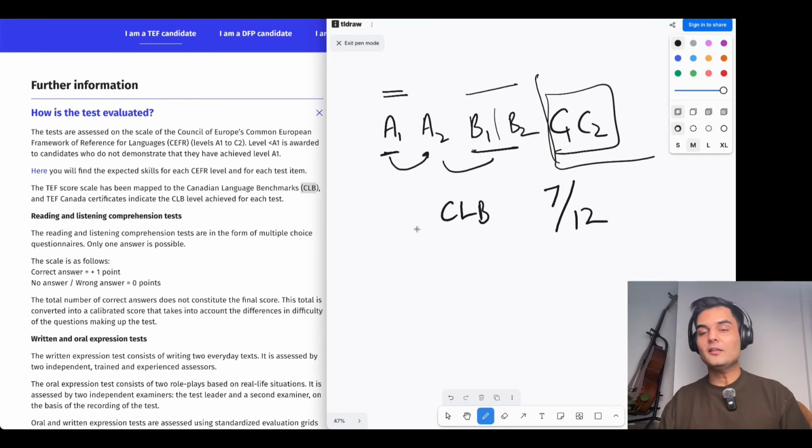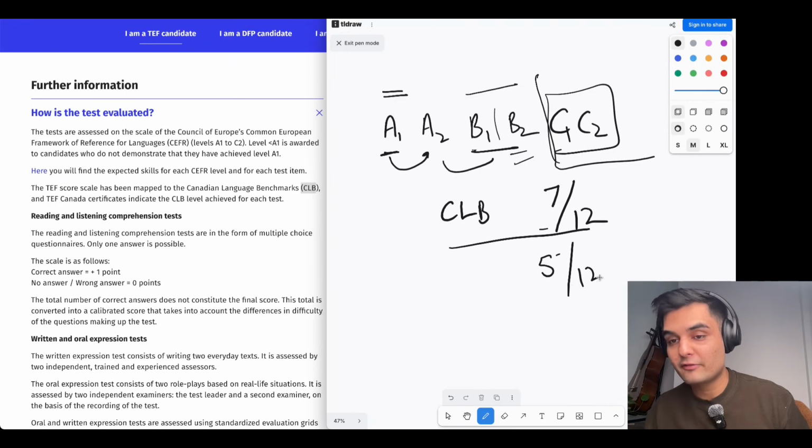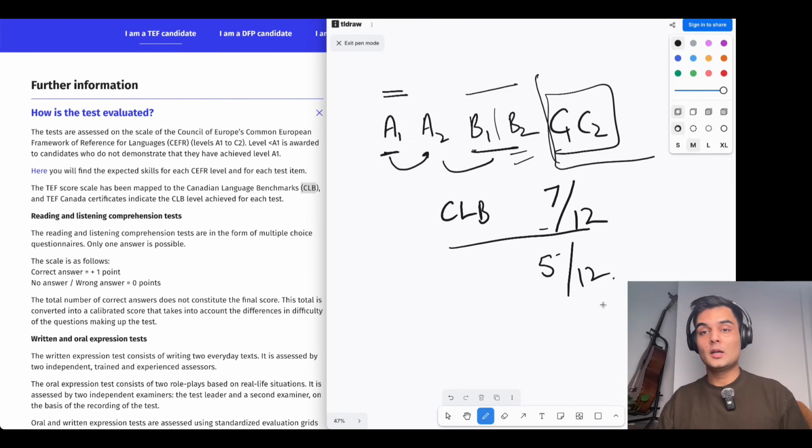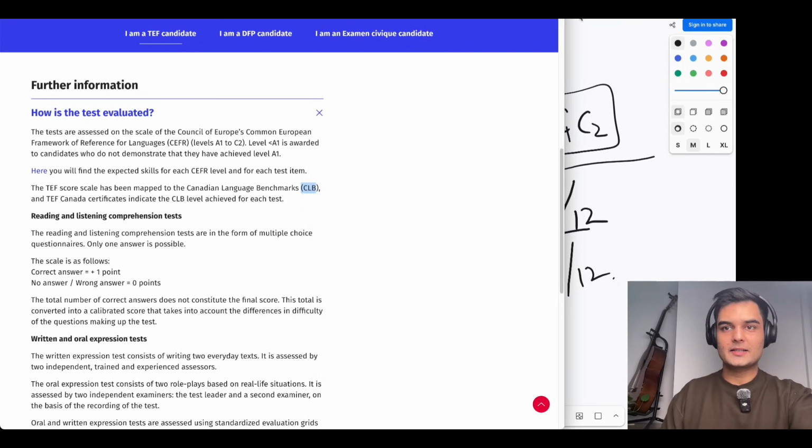Now the main confusion is, okay, then what is CLB 7 out of 12 versus what is B2 level in French, or what is B1 level in French, or where I need to be in order to get CLB 7, or where I need to be in order to get CLB 5 out of 12. These two are very important questions, and if you do not know the math, or you can say the planning technique behind it, you won't be able to understand which score you need, and you will get more confused. So let's understand that properly.